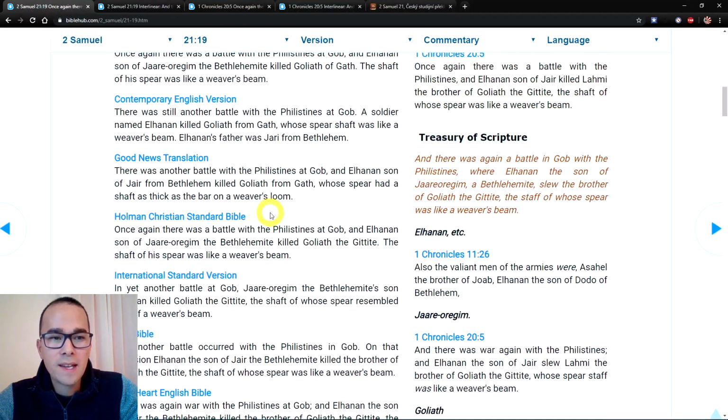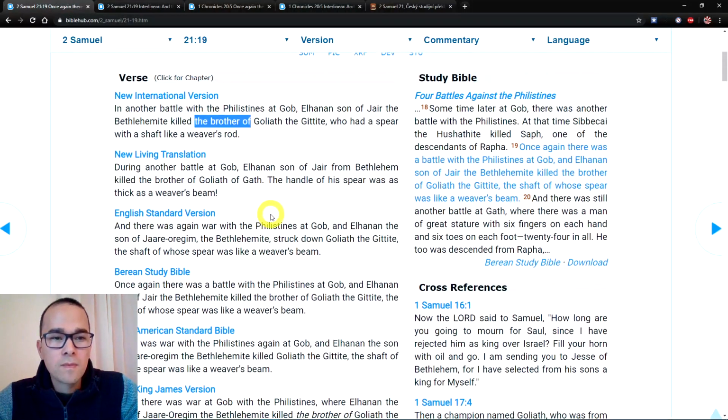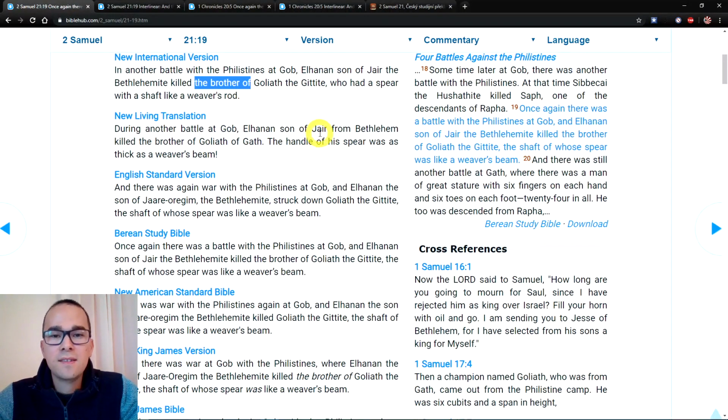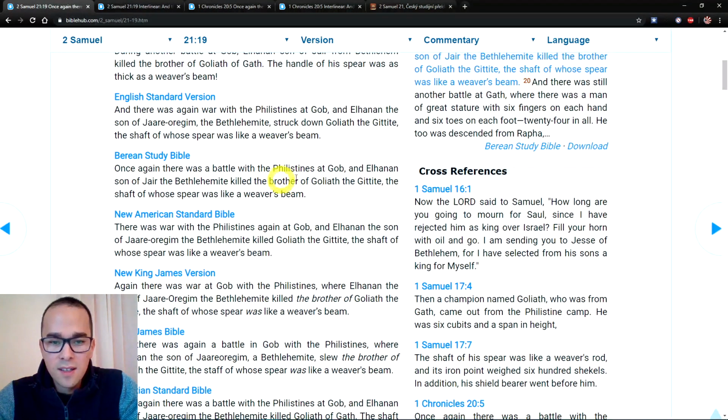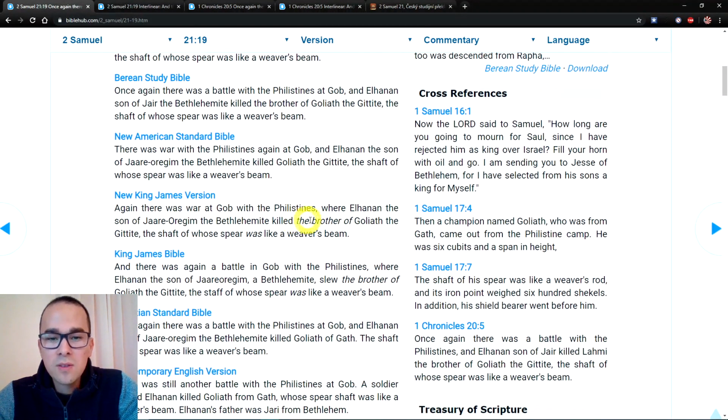It's kind of a mess. Yes, the NIV says that Elhanan killed the brother of Goliath. Now that is in fact true. That is what happened. But in this verse, the brother of does not exist in the Hebrew text. So if you're going to insert it here, at least use italics. And there's a lot of verses that don't use italics. This one used italics. That's more correct.